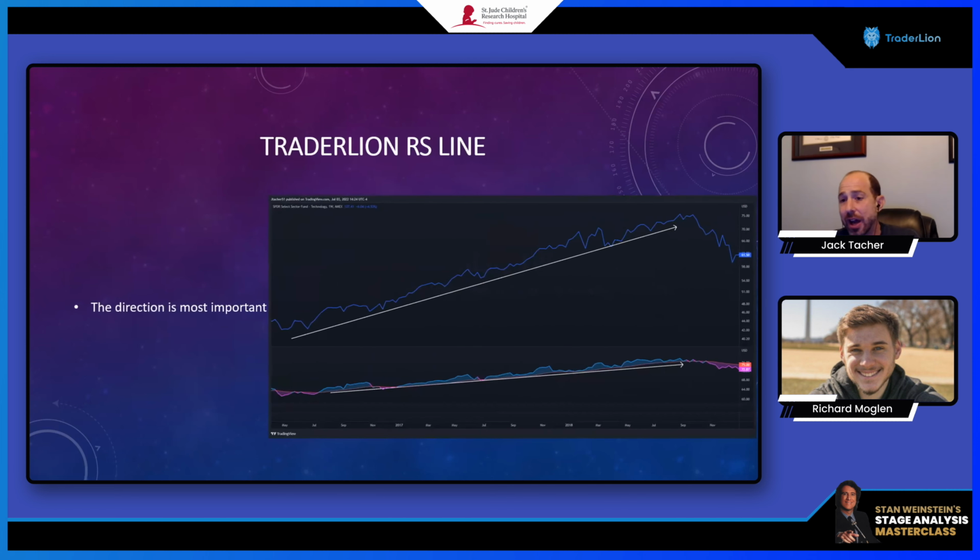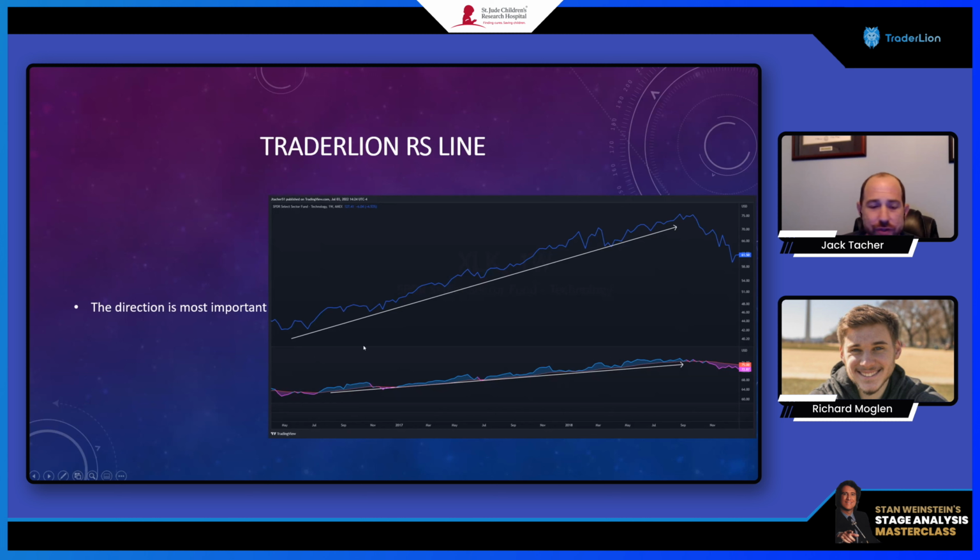To help me do this, I use the TraderLion relative strength line on TradingView, okay? So that's this down here. TraderLion created this, and that's my relative strength line. Basically, up top here, I have XLK, right? This is a line chart of XLK. Now down here, this is XLK relative to the S&P 500, SPX, okay? So this is relative to SPX.